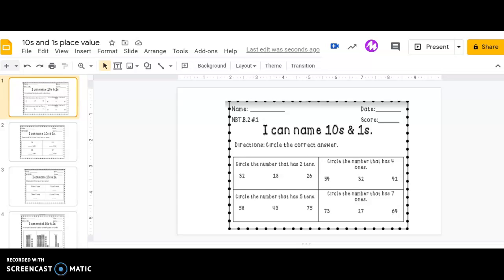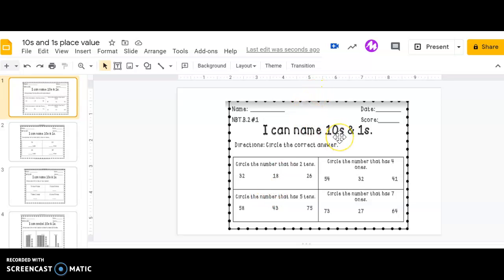Hi, mathematicians. Today I want you to continue to think about how numbers are made up of groups of 10 and ones. So I want you to answer some questions about some numbers. Now I want to show you how you can do this work on a Google slide, but you can also do this work on a paper easily at home if that works better for you.